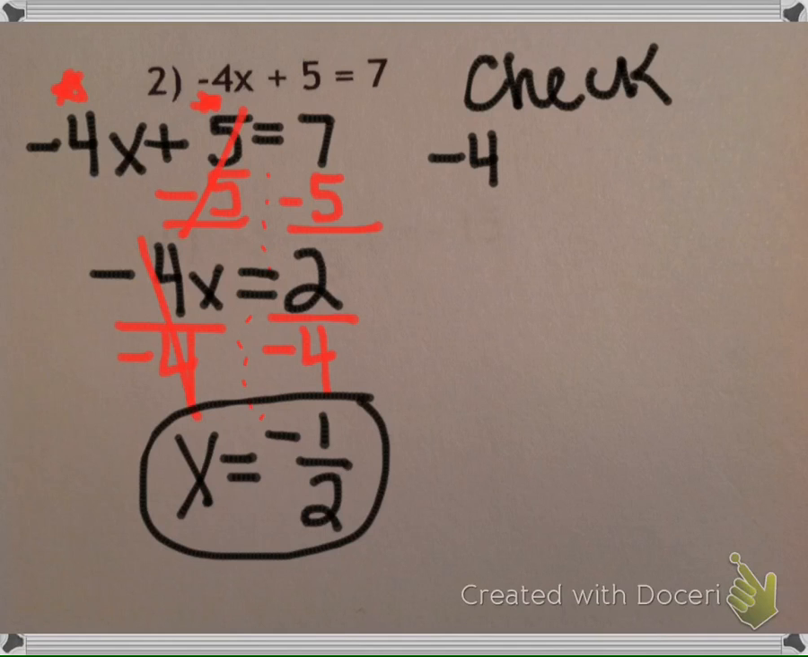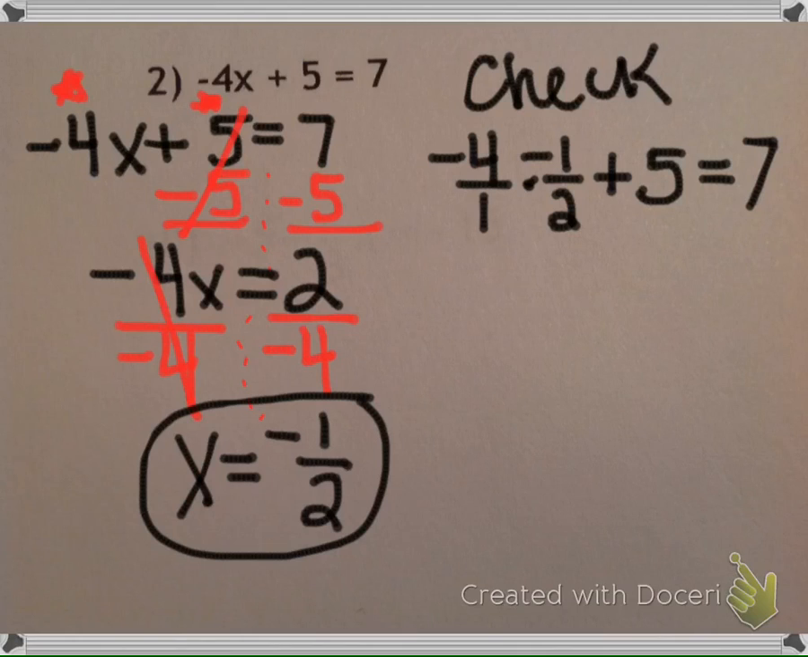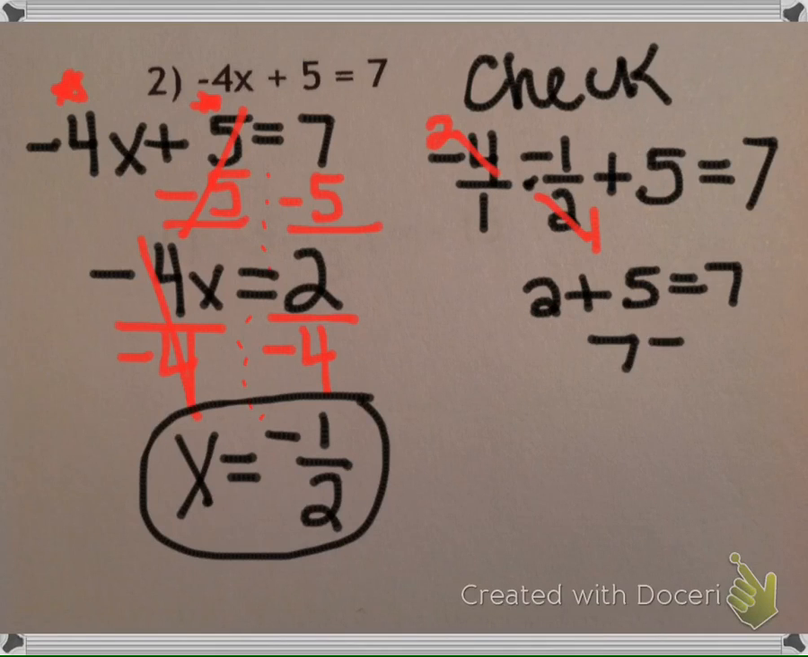We have a -4, plug in my -1/2, so times -1/2. Plus 5, and it should equal 7. Okay, well, -4 times a -1/2. Let's look here. That cancels out. We could cross cancel here. 2 divided by 2 is 1. 4 divided by 2 is 2. Okay, and I have 2 negatives, so 2 negatives equals a positive, and 2 times 1 is 2, plus 5, and 2 plus 5 does equal 7, so we're good. That was done correctly. Okay, let's take a look at number 3.